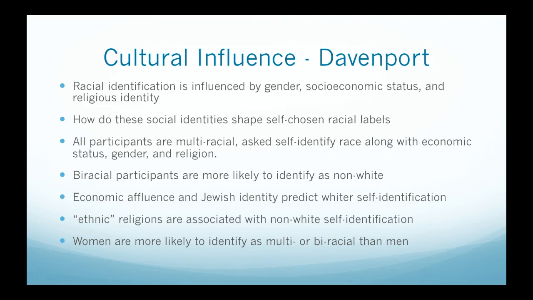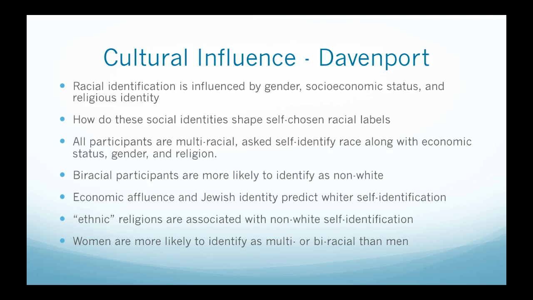All of the participants in this study were multiracial or mixed race. So biologically, in terms of their parents or grandparents, they have more than one racial background. The author asked them to self-identify their race along with their socioeconomic status, gender, and religion. He was really just looking for how those factors interrelate and play off of each other. So does socioeconomic status change how you might identify if you're mixed race?